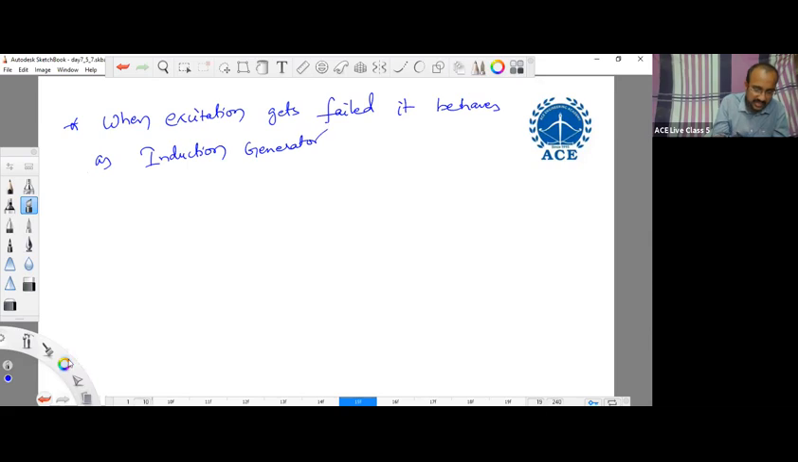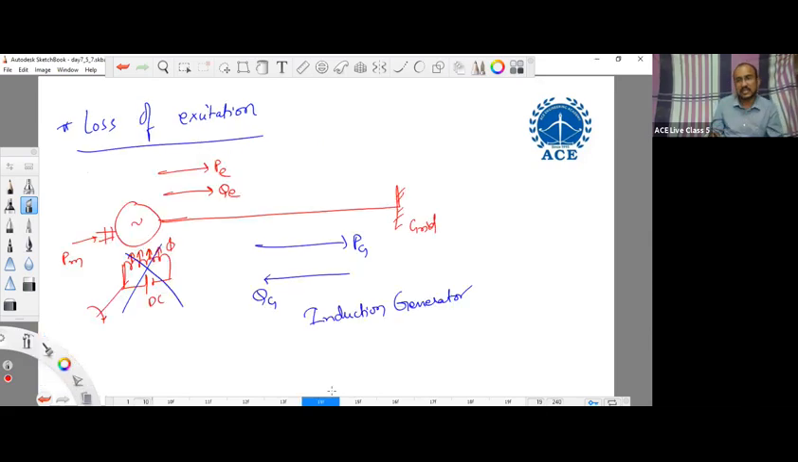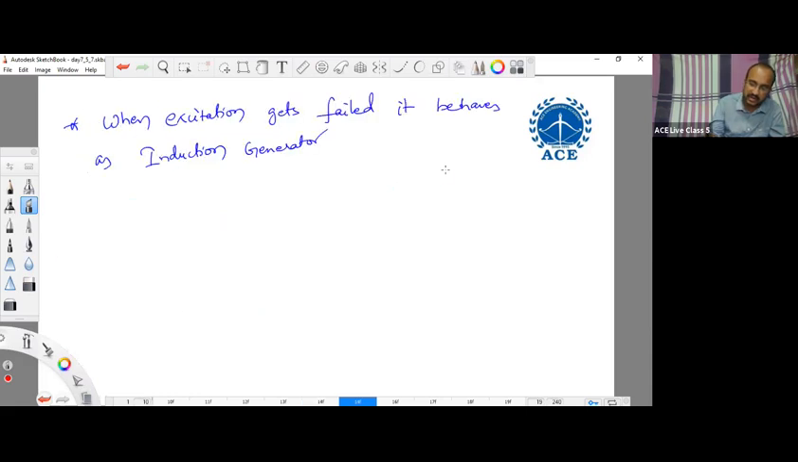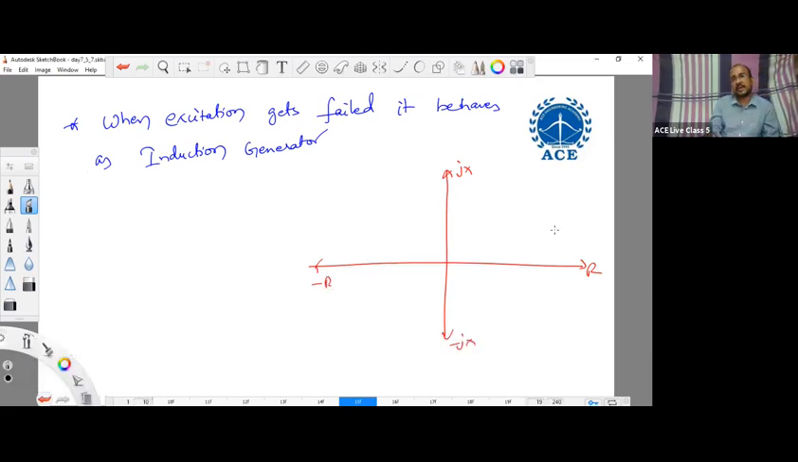So how do you sense the loss of excitation? Now observe here. If you plot the R-X characteristic of any relay, in the first quadrant, real power and resistance are positive, reactance is positive. That means both are delivering. Real power is delivering and reactive power is also delivering.